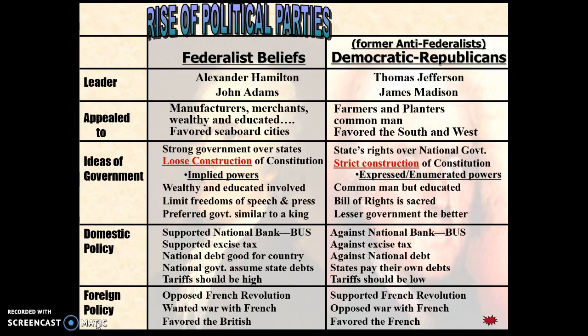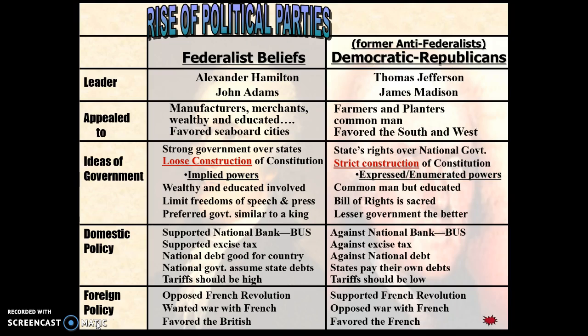Their goal was to have common men, but have them educated. The Bill of Rights is sacred and cannot be damaged in any way, and the lesser government, the better. Okay, they were against the National Bank. They basically have the exact opposite domestic policy of the Federalists.